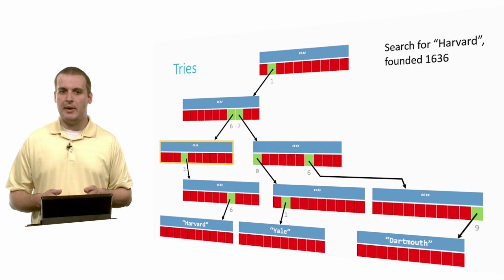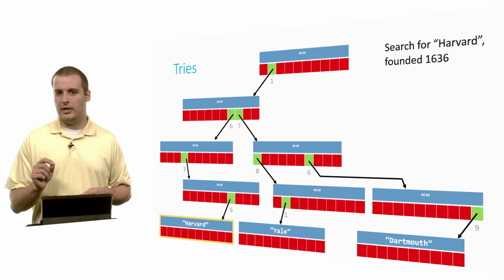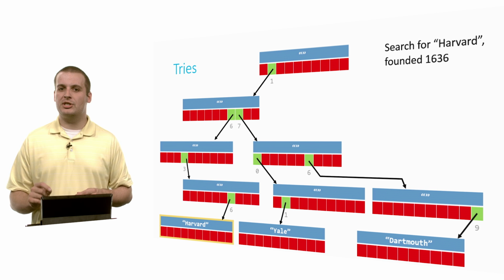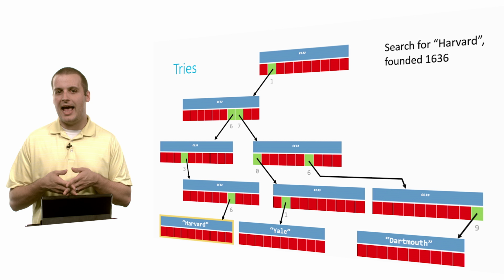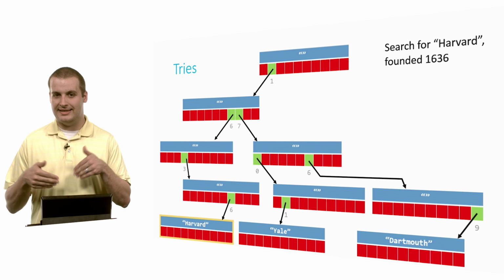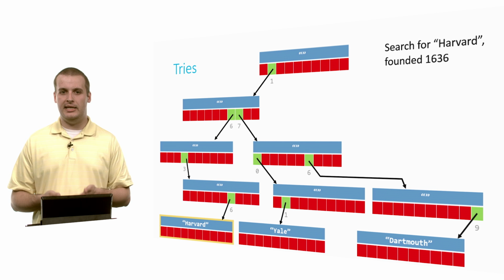Can we go down the 3 path from here? Well, as it turns out, yes, that exists too. And can we get on the 6 path from here? Yes, we can. We haven't quite answered the question yet. There's still one more step, which is that we need to look down and see if, if we're looking for Harvard, that's what we find after we exhaust the key.